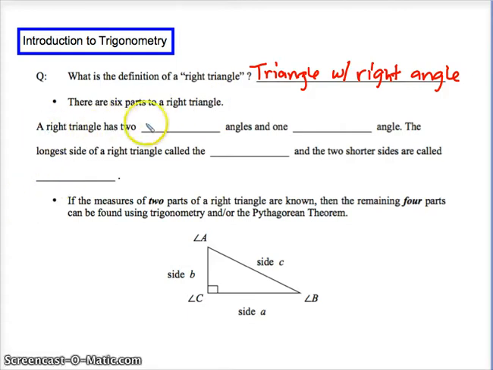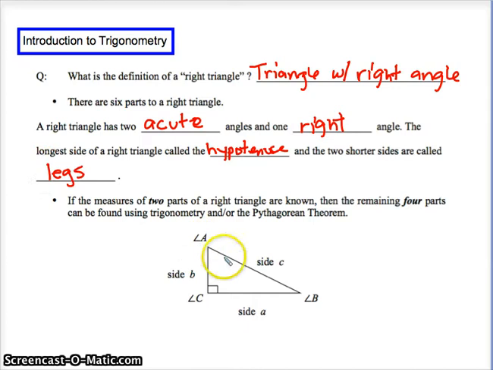There are 6 parts to every right triangle. A right triangle has 2 acute angles, and then 1 right angle, like we mentioned before, that 90-degree angle. And the longest side of a right triangle is called the hypotenuse. And the 2 shorter sides are both called legs. Now if you look at the picture of a right triangle below, we've got our right angle. Side C in this case is our hypotenuse. It's the longest side. It's always opposite of the right angle. And then sides B and A, those would be our legs.